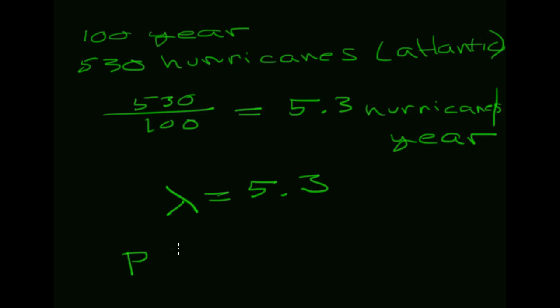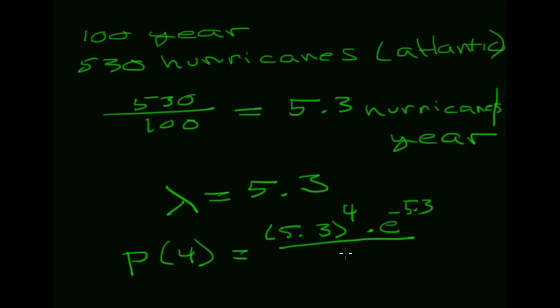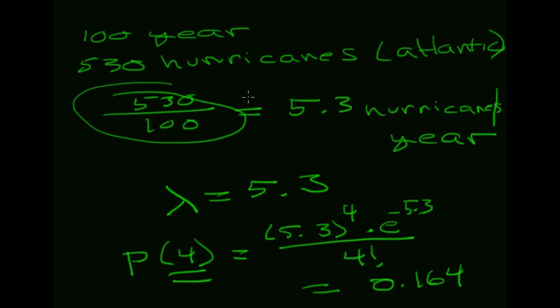Let's say I want to know the probability that we're going to have 4 hurricanes this year. The probability of having 4 hurricanes is going to be lambda, which is 5.3, to the power of 4, times e to the negative lambda, so negative 5.3, over 4 factorial. If you pop that into a calculator, you get 0.164. So the probability of having 4 hurricanes this year, given that there were 530 in the past 100 years, is 16.4%, which is relatively high for a particular number.